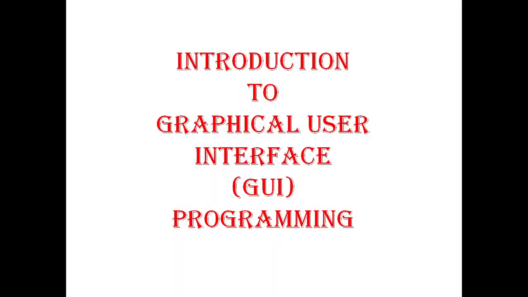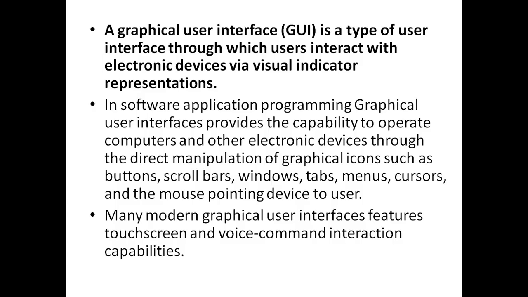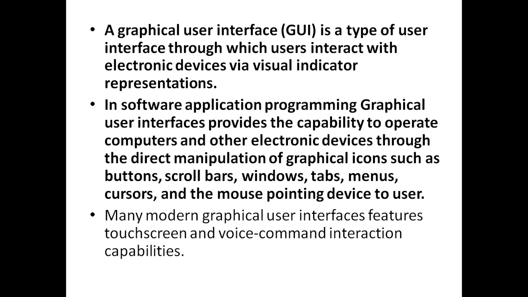Here we will see graphical user interface programming. A graphical user interface is a type of user interface through which a user can interact with electronic devices via visual indicator representation. In software application programming, GUI provides the capability to operate computers and other electronic devices through graphical icons such as buttons, scroll bars, tabs, menus, cursors, and mouse pointing devices.